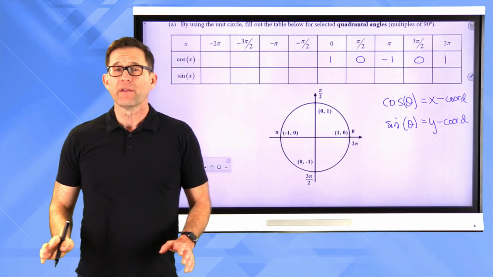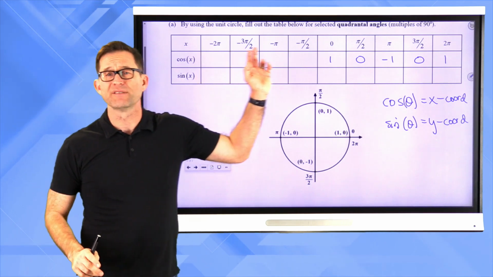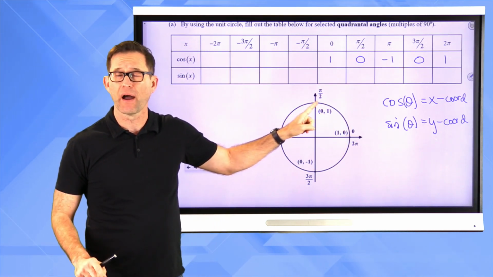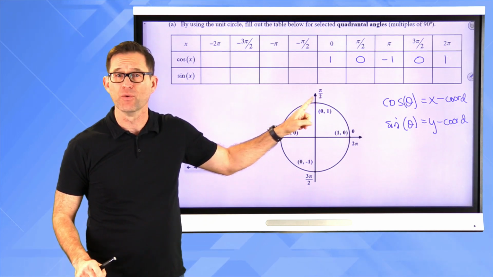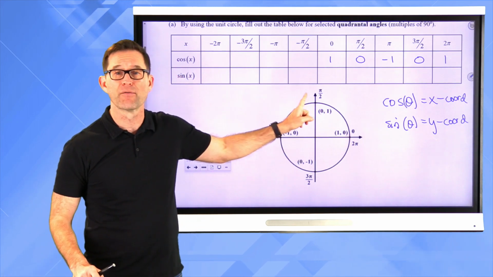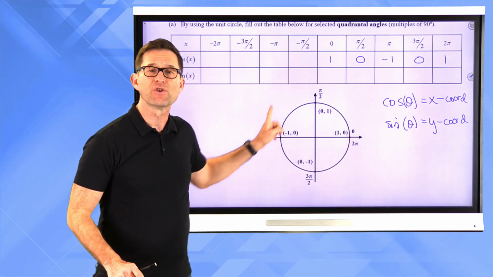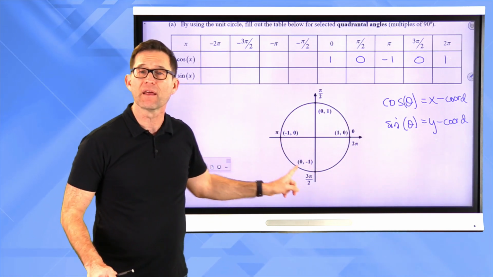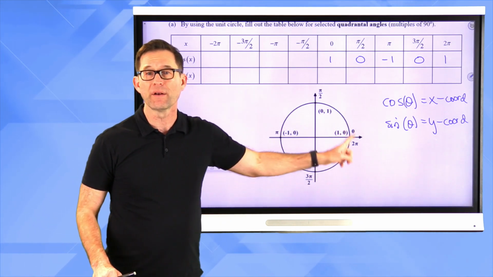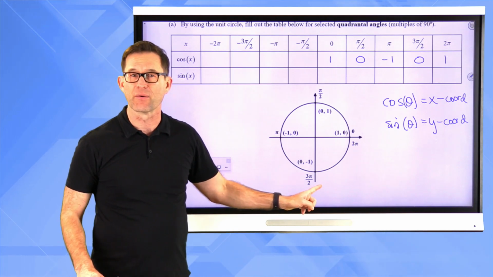Now, I want to be very clear, this table doesn't stop there. I could then go up to 2 pi plus pi over 2, which would be 5 pi over 2. Then I'd have 6 pi over 2, 7 pi over 2, 8 pi over 2, 9 pi over 2, 10 pi over 2, etc. These are periodic phenomena, meaning that I'm going to keep going 1 to 0 to -1 to 0 to 1 to 0 to -1 to 0, etc.